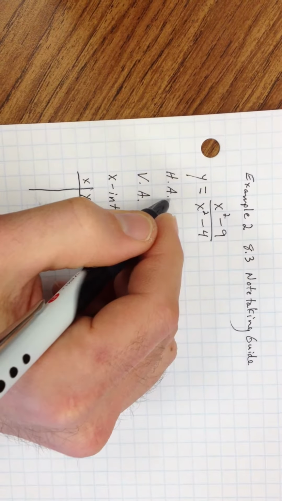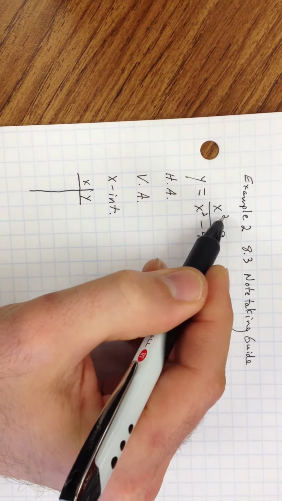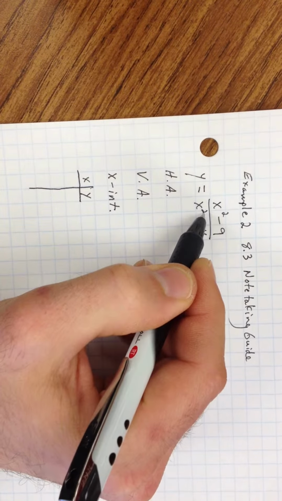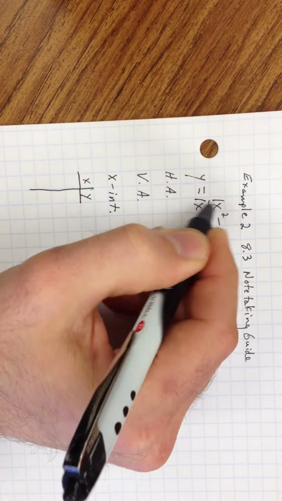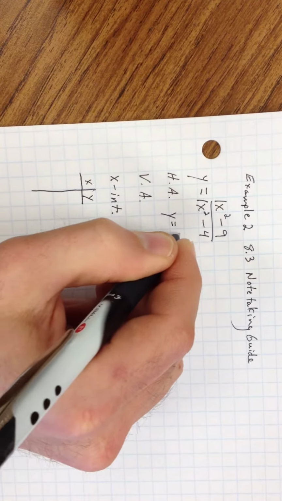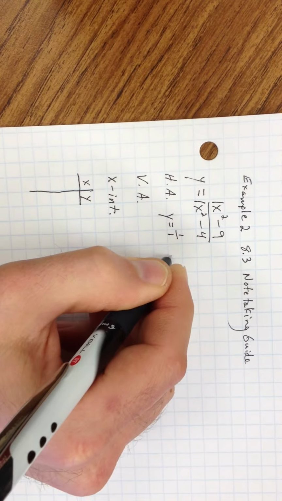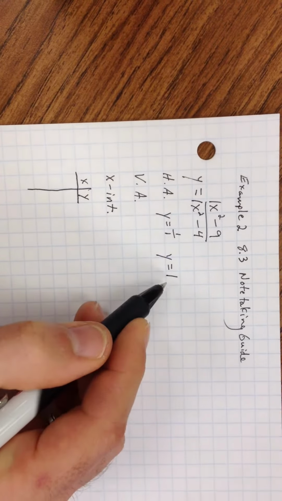So, horizontal asymptotes, we have those 3 tests. And we're looking at the degrees in the numerator and denominator. Since these are equal, when the degrees are equal, we're looking at taking the coefficients, which in this instance is 1, and we divide those, leaving us y equals 1 divided by 1, or y equals 1. So there's our horizontal asymptote.